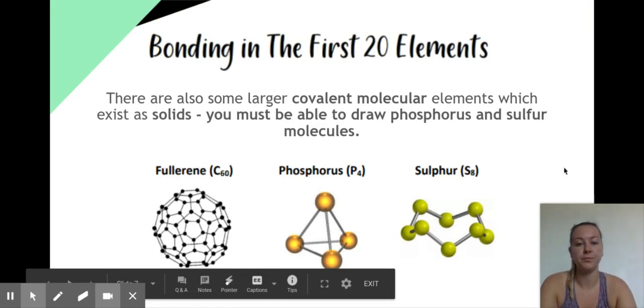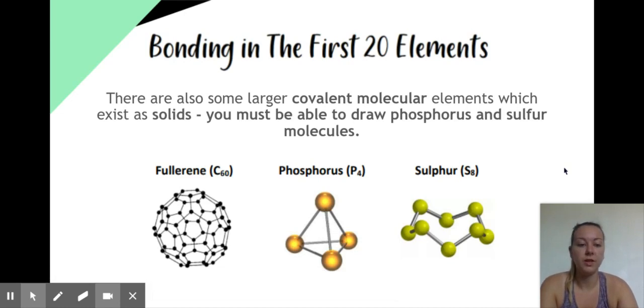So those are your covalent molecular solids, and those should be coloured in a different colour as well. Now, I know that carbon will already have been coloured in your covalent network colour. That's absolutely fine to leave it as it is, but just a wee exception, just remember that carbon can also exist as a covalent molecule in the form of a fullerene as well.